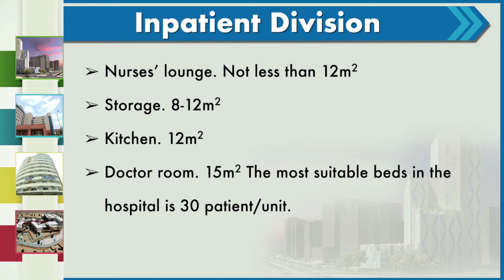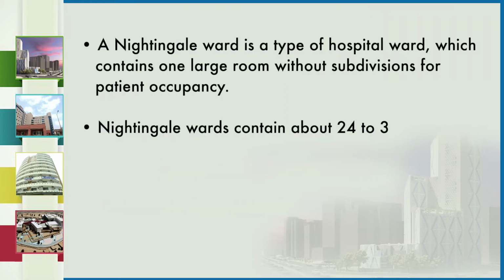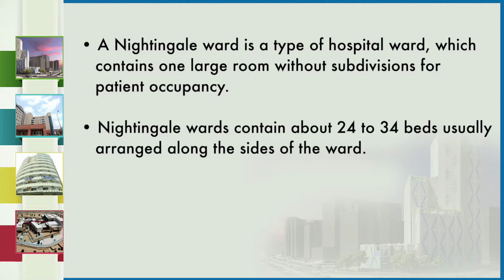So the most suitable nursing unit in a ward is a 30 bed patient unit. A Nightingale ward is a type of hospital ward which contains one large room without subdivisions for patients' occupancy. The Nightingale ward contains about 24 to 34 beds, usually arranged along the sides of the ward.